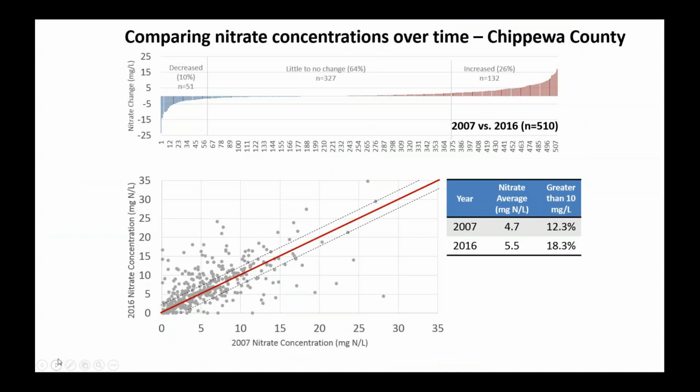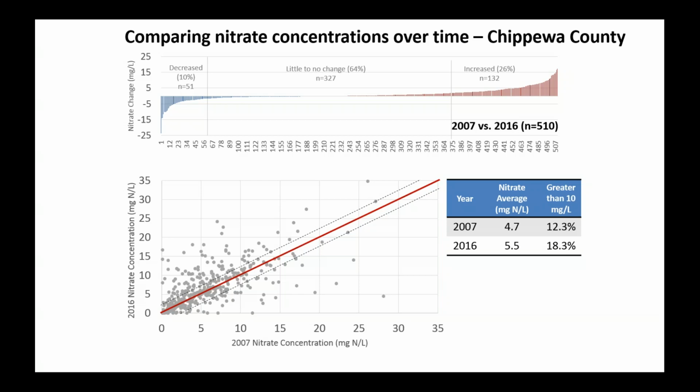And then because Chippewa County has done extensive sampling in 2007 and 2016, we can look at how the samples collected in 2007 compare to 2016. The graphic on the bottom here shows the 2007 concentration on the x-axis and the 2016 concentration on the y-axis. If the concentration was exactly the same in both years, it should plot right on that red line. You'll notice there are a number of dots above that red line, which indicate that they've increased over that time. There's also a fair number of dots below the line, which indicate a decrease.